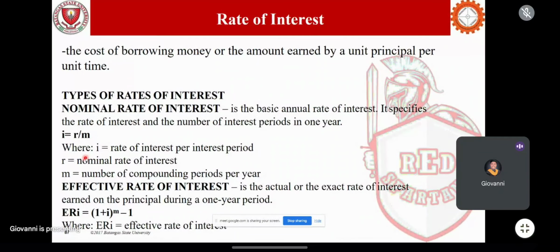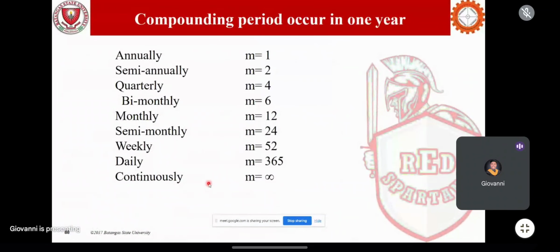So, si nominal rate of interest, ito po yung actual interest given sa ating problem. For example, is 15%. Yung mga 15%, 12%, 0.6%, yun po yung nominal rate of interest. Ngayon, meron na tayong tinatawag na compounding period. Ano po ba yun? Ito po yung tinatawag nating compounding period.